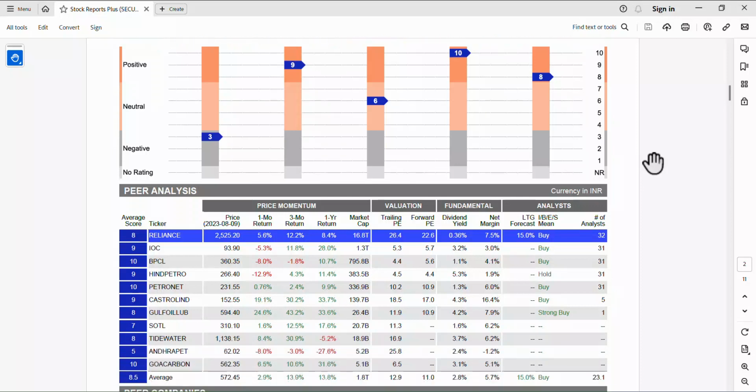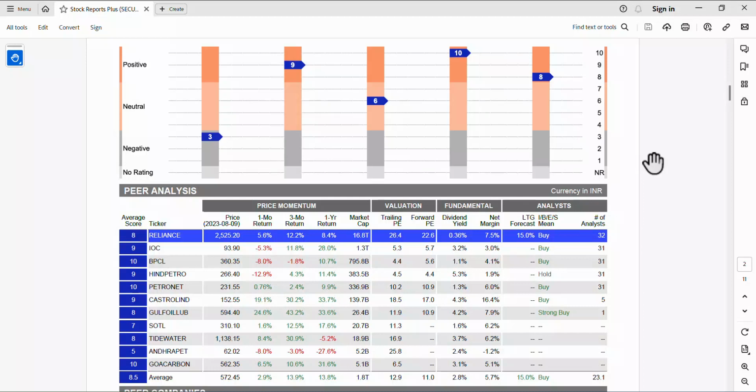Look at this. Now what he has done, he has compared all the companies in the same group: price momentum, valuation, which is the relative valuation, fundamental, and the analyst forecast. So Reliance is in blue, which says 15% kind of a return it will give in future. Buy. Okay, how many analysts are tracking? 32.